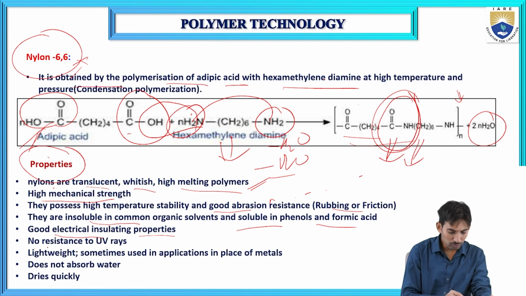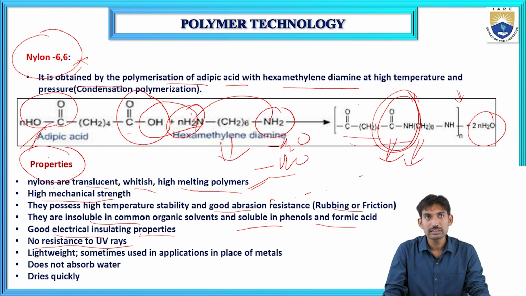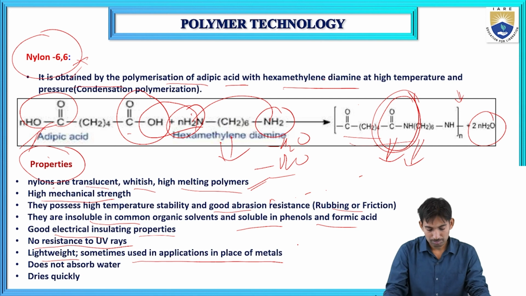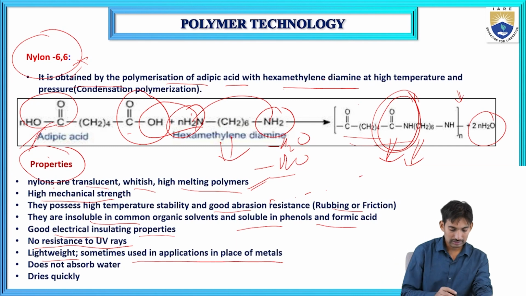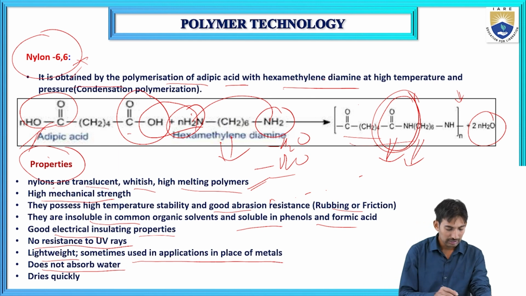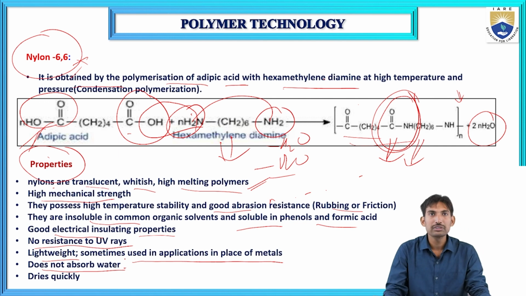There is no resistance to UV rays. Nylon 6,6 does not have UV resistance, so if UV falls on nylon 6,6, it undergoes disintegration or degradation. It is lightweight, and in some applications we can use nylon 6,6 instead of metal. It does not absorb water and dries quickly.